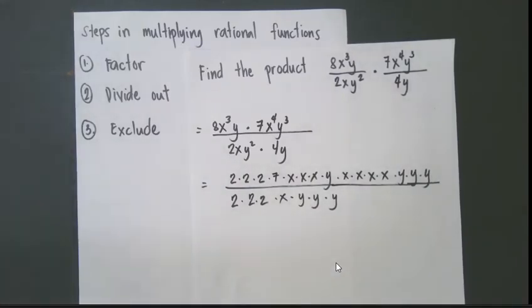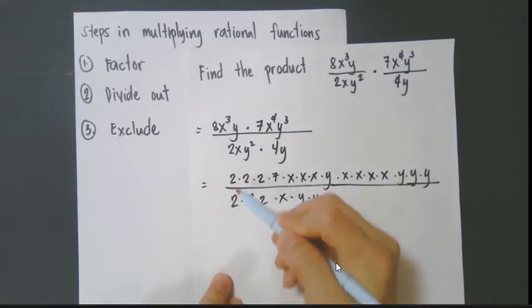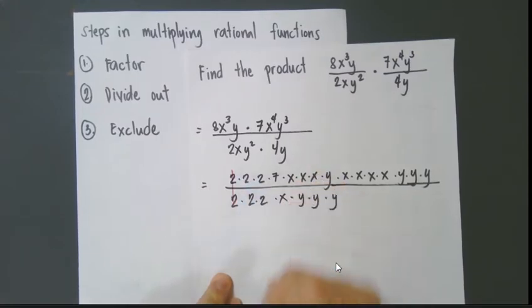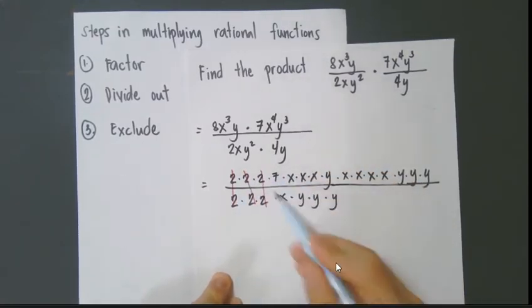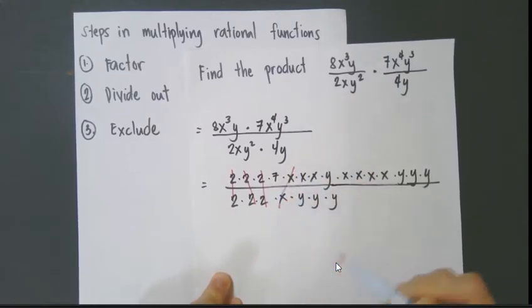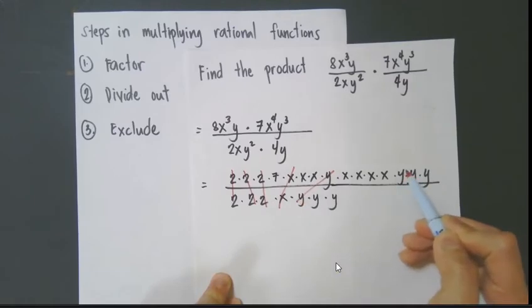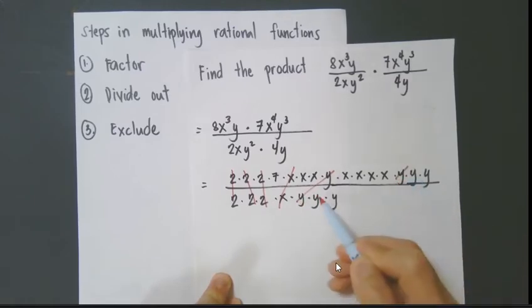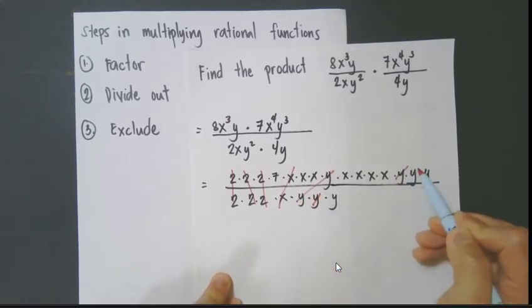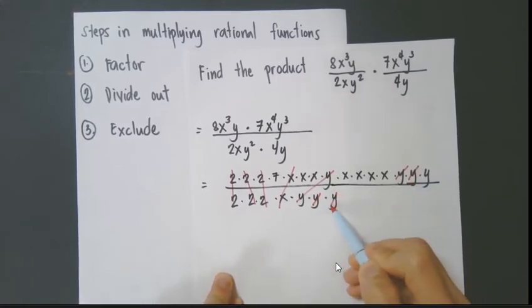And next will be step 2, divide out. So we want to divide out common factors. So these 2's cancel out. The x cancels out. This y here, that y, and that y, and then this y in here.